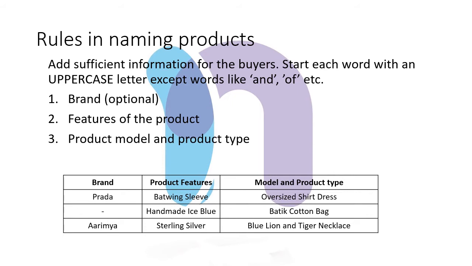For the third example, we have Arimia sterling silver blue iron and tiger necklace. The brand here is Arimia. The product feature is that it is made of sterling silver. The model is blue iron and tiger, and the product type is necklace.